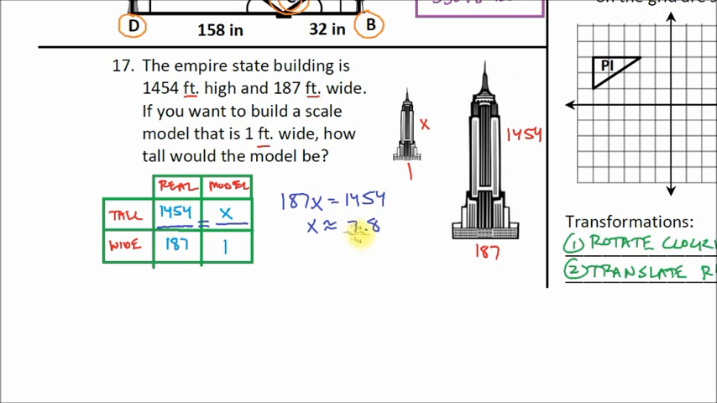So my final answer is, we're asking how tall will the model be? My final answer is going to be the model will be, and I can use approximately again, approximately 7.8. Now our unit of measure here is all feet, so 7.8 feet tall. And there's our final answer.